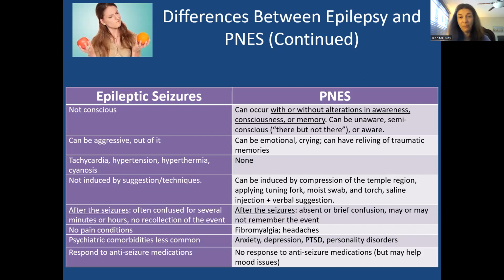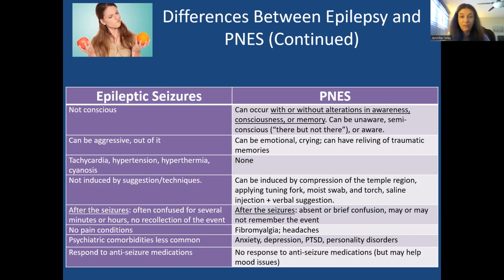With epileptic seizures, people with epilepsy generally don't have pain conditions, whereas it's much more common with people with PNES, such as fibromyalgia or headaches. Psychiatric comorbidities, or co-occurring psychiatric conditions, are less common with epilepsy and much more common with PNES. So the most typical ones, as I discussed in my previous video, are anxiety, depression, PTSD, and personality disorders.